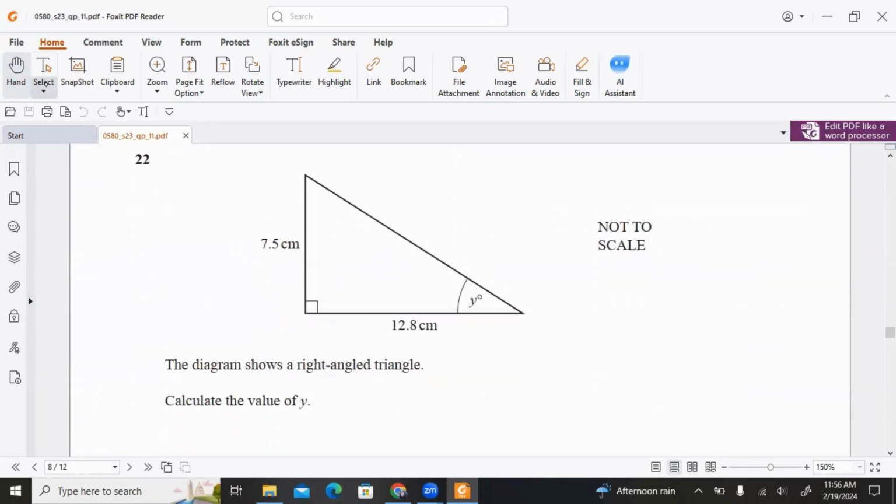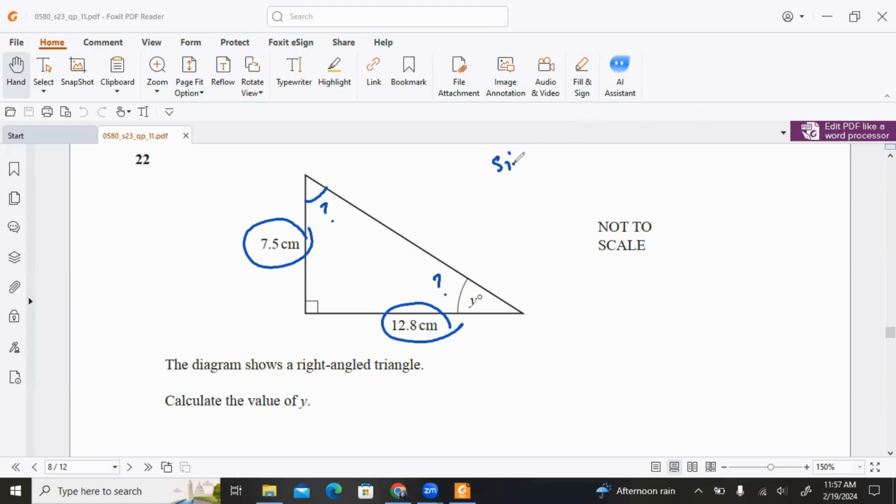Question 22 is asking us to calculate the value of y. So we have a right angle once again, but unlike the previous case, we don't have the values for all 3 angles. This is an unknown, this is an unknown. We only know that's a right angle. However, we have the lengths, which means we have to use one of the trig ratios. If you're wondering why aren't we using Pythagoras, Pythagoras would be used if they were asking us to find the third missing length. But in this case, since it's asking us to find the angle, we use the trig ratios.